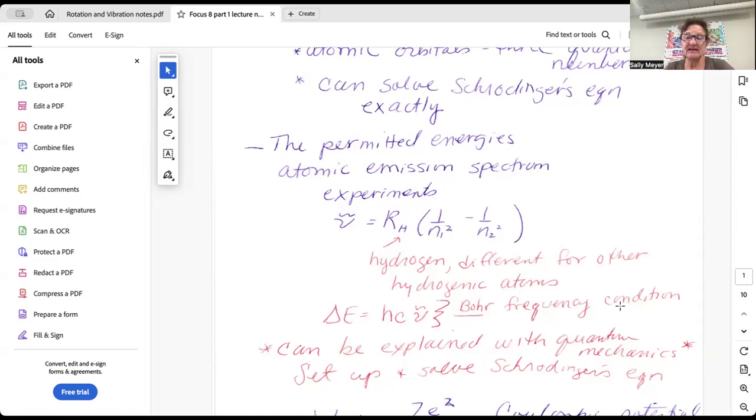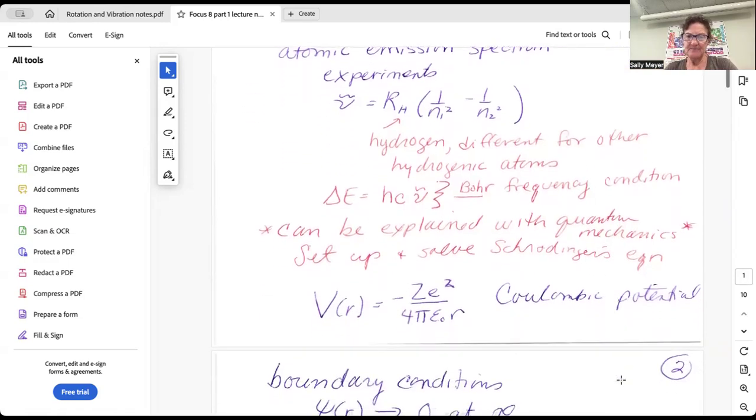So we can explain this experimentally derived equation by solving Schrödinger's equation, so solving the quantum mechanics of the problem. So we can set it up. And the important thing here, we're not going to look so deeply at the solutions. If you take 367, you'll look deeply at the solutions and how this problem is solved. But the important thing is you have to pick a coordinate system that matches the symmetry.